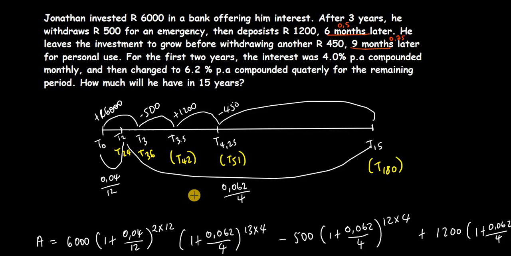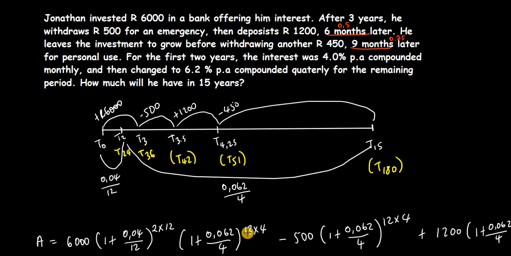But if it's quarterly, I can't just put the months, because for quarterly it's from T24 to T180. 180 minus 24 is how many months? It's 156. Now I want to know how many quarters are in 156 months. I have to divide by 3. Then I get 52, which is the same answer that you get when you say 13 times 4. It's going to be 52. So guys, it's going to depend on how you want to interpret it, in terms of years or in terms of months.